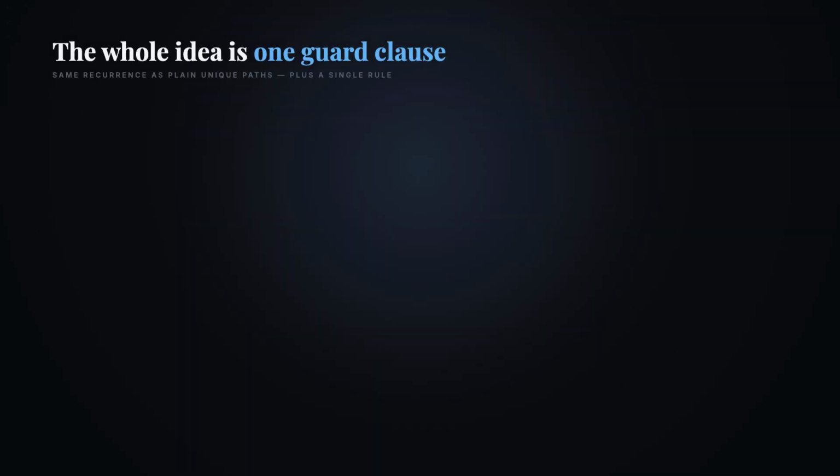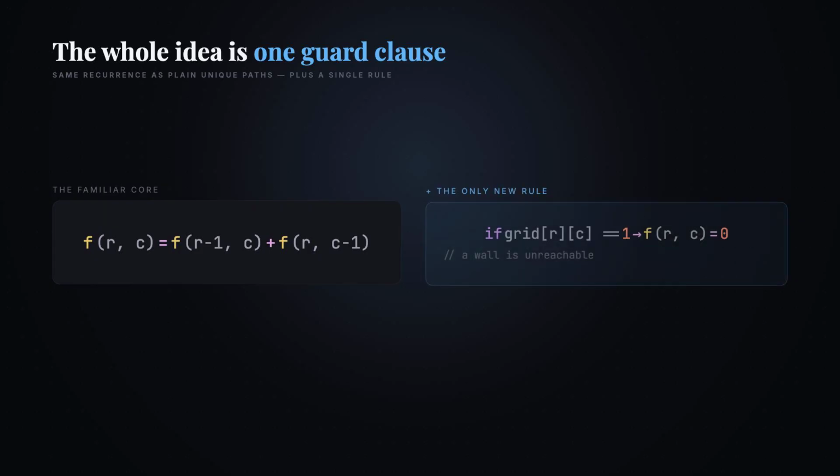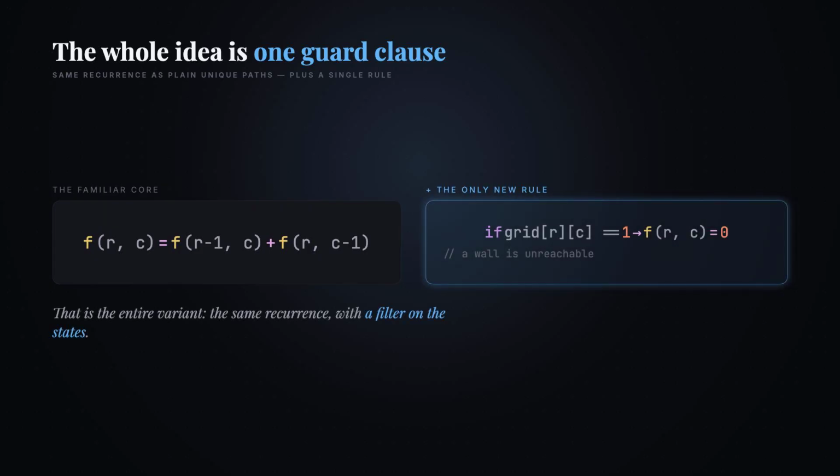Here is the entire idea. The recurrence is identical to plain unique paths. A cell's count is the ways from above plus the ways from the left. We only add one rule. A blocked cell has 0 ways to be reached. That's it. One guard clause.